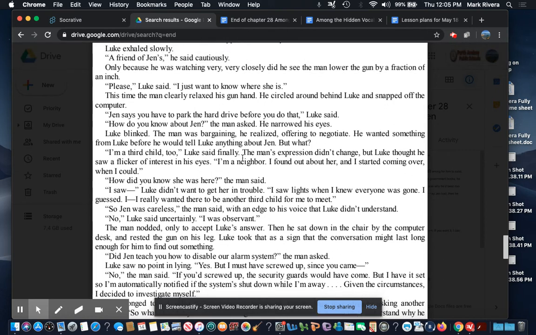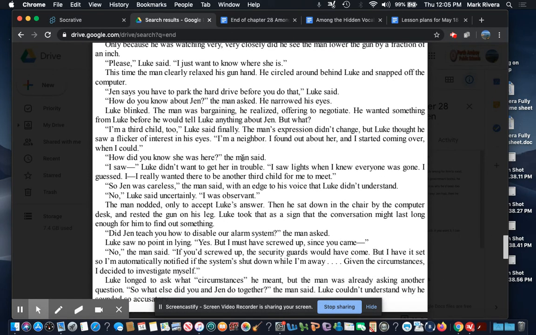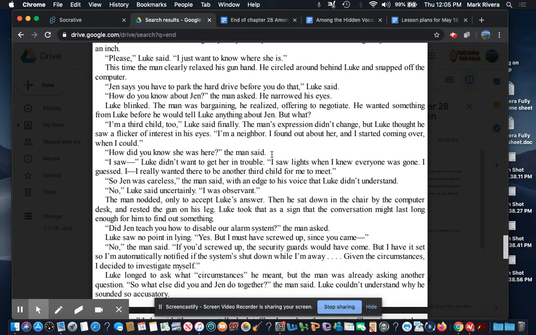"Please," Luke said. "I just want to know where she is." This time the man clearly relaxed his gun hand. Again, now the father knows that this is obviously a friend. He circled around behind Luke and he snapped off the computer. "Jen says you have to park the hard drive before you do that," Luke said. "How do you know about Jen?"